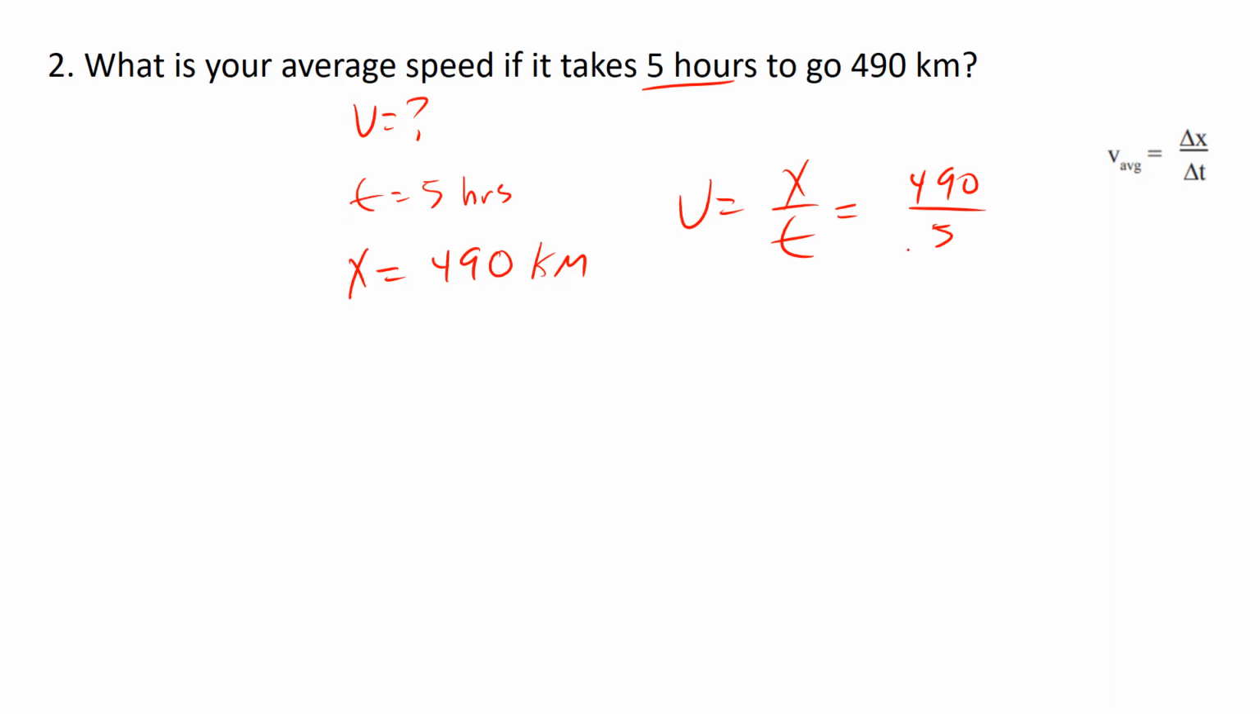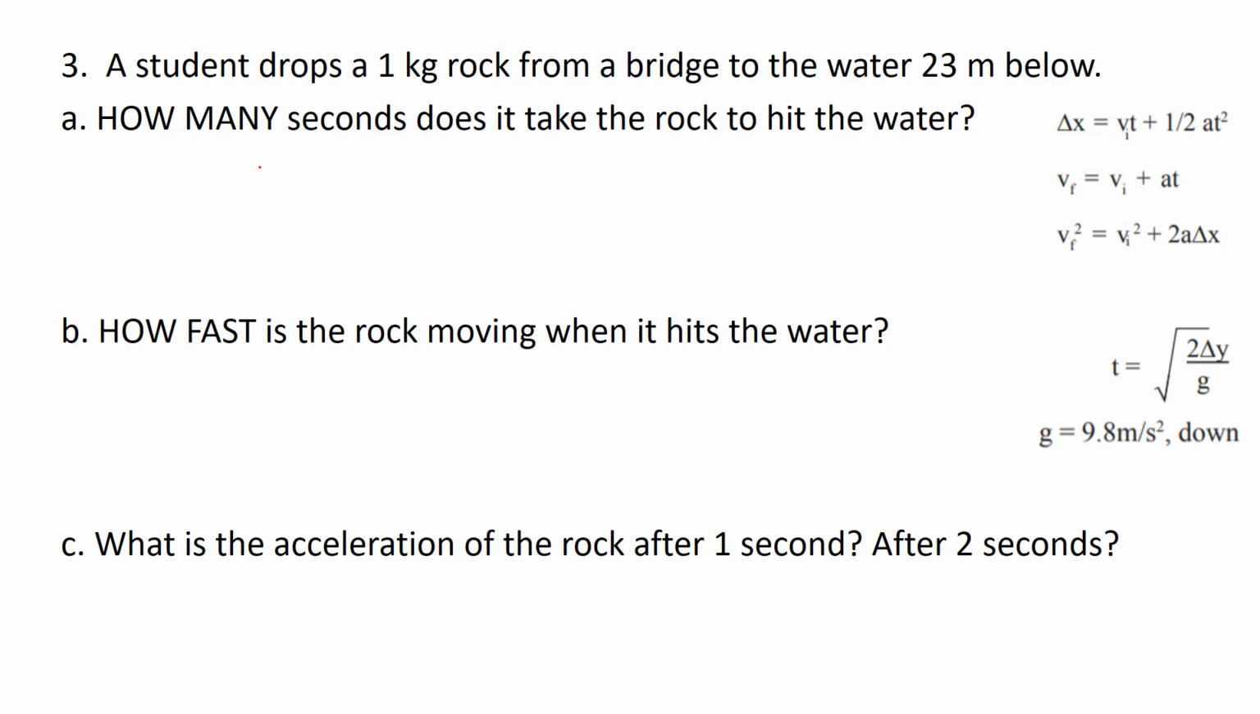You type that in the calculator, 490 divided by 5 equals 98. And since we used kilometers and hours, this is going to be kilometers per hour. So there's our answer.